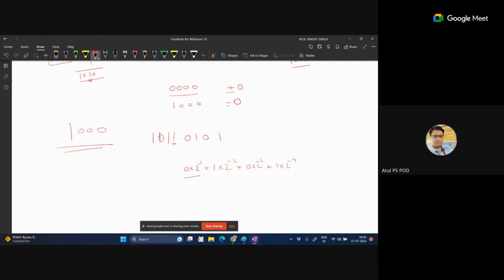So 1 upon 2 to the power 2 is 4, and 1 upon 2 to the power 4 is 16. So 4 plus 1 by 16, that is 5 by 16. Can you calculate this? What are you getting?